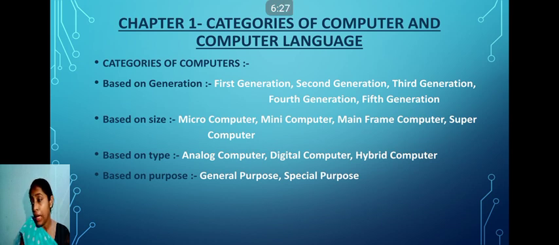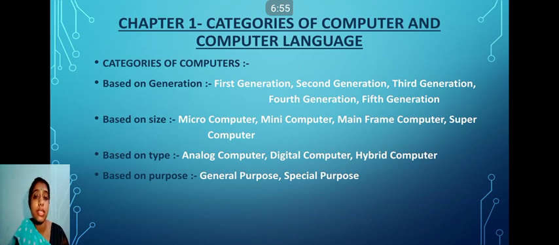Then the third generation computer was from 1964 to 1971. In the third generation, ICs, integrated circuits, were used. Then the fourth generation computer, from 1971 to 1985, used the microprocessor. And the fifth generation computer is what we are using nowadays.